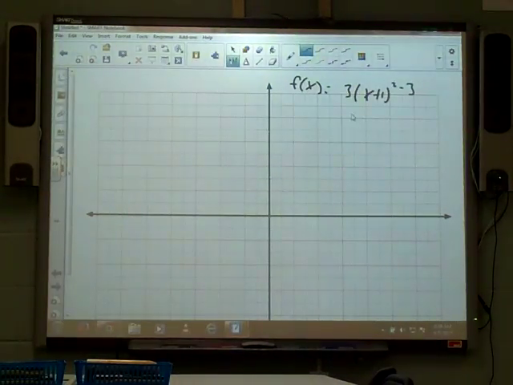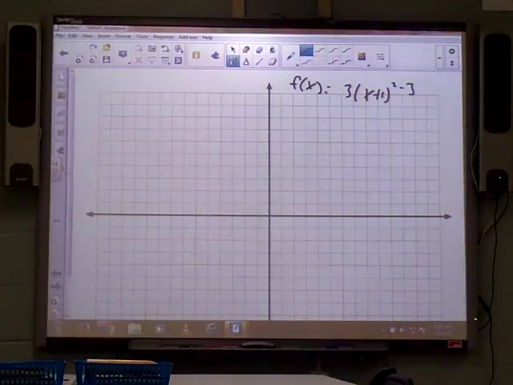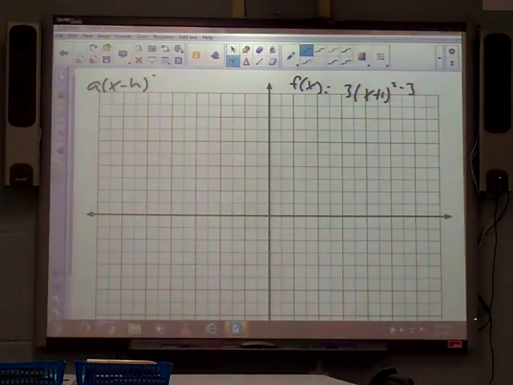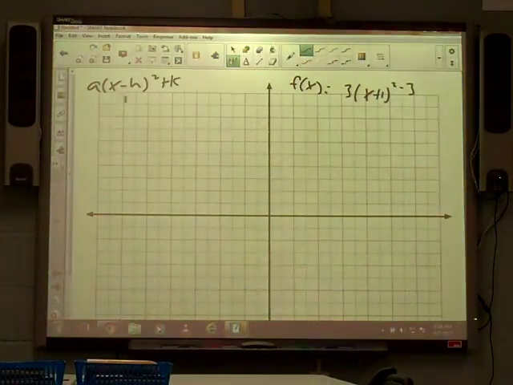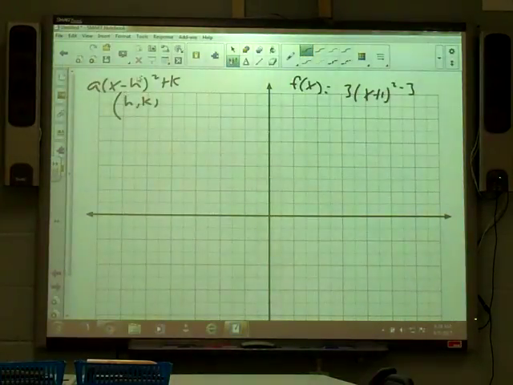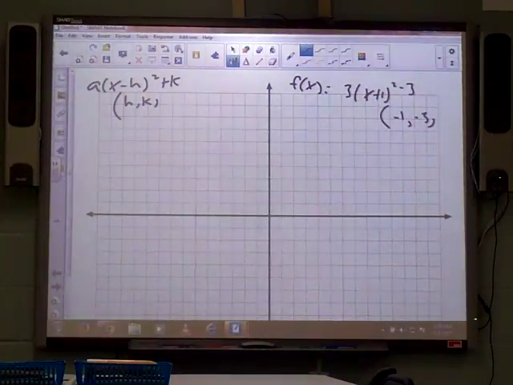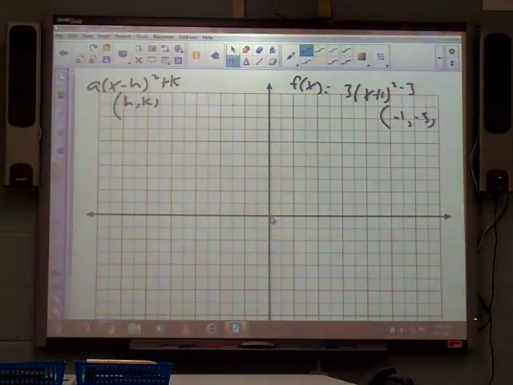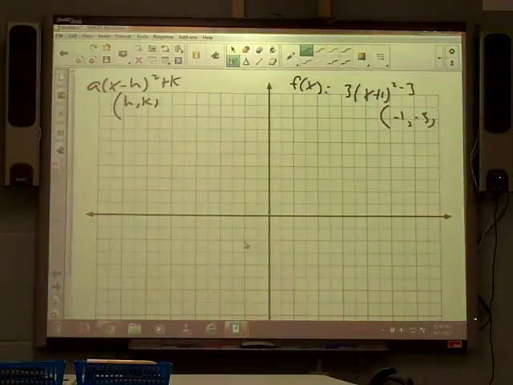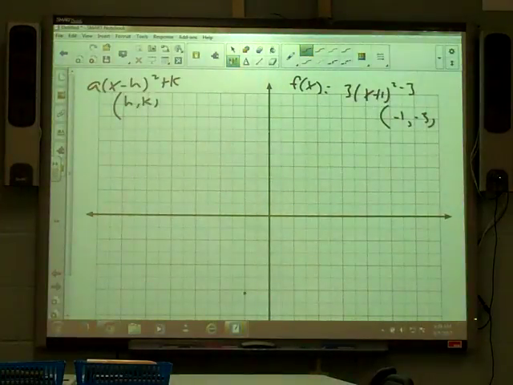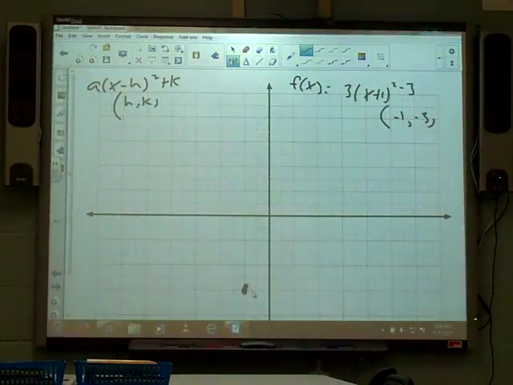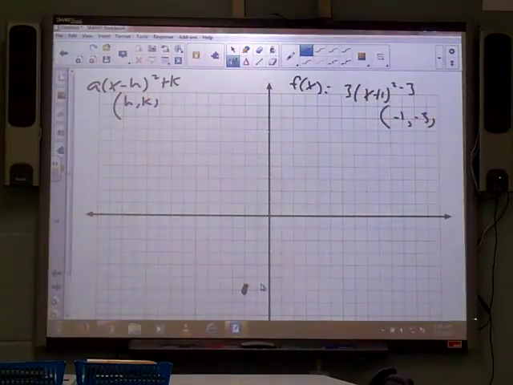Alright, like I just told Trevor, this is in vertex form, which is a times x minus h squared plus k. hk is your vertex. Opposite sign on the h. So our vertex is negative 1, negative 3. So I'm going to go left 1, down 3. So there's my vertex.